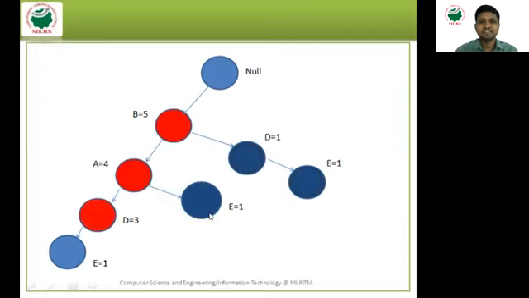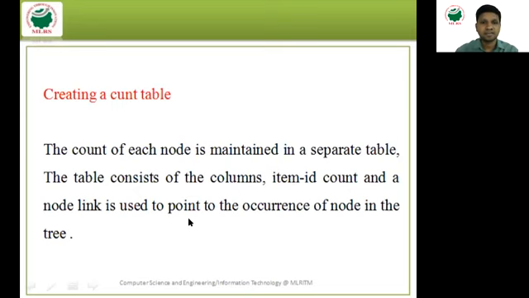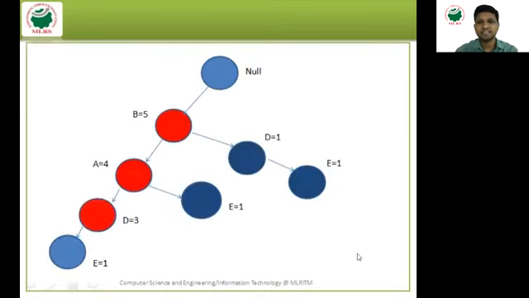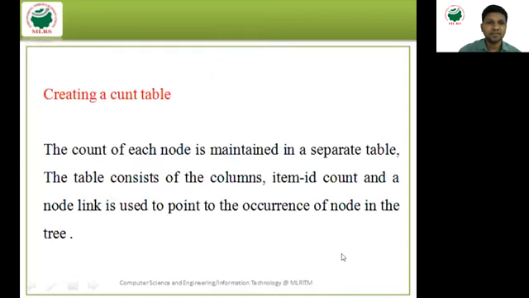Clear? So this is the way we can construct an FP growth algorithm tree. So like this you have to arrange the tree. Next, in the end, you are going to create a count table. The count of each node is maintained in a separate table. The table consists of the columns item ID, count, and a node link used to point to the occurrence of the node in the tree.